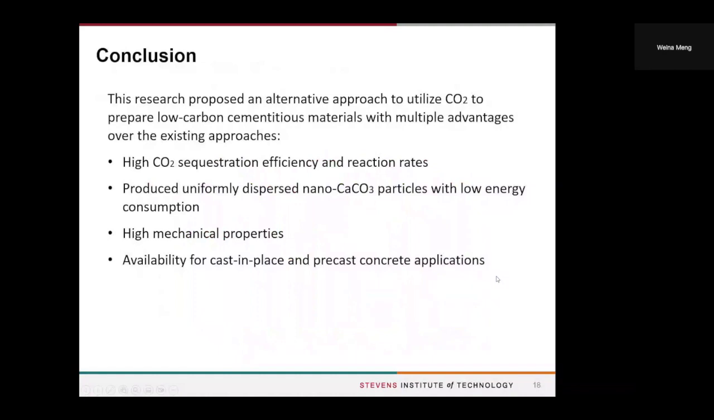So in conclusion, this research proposed an alternative approach to utilize CO2 to prepare low carbon cementitious materials with relatively high CO2 sequestration efficiency and reaction rates. It can also produce uniformly dispersed nano calcium carbonate particles with relatively low energy consumption. It also gives us improved mechanical properties. And importantly, it is available for both cast in place and precast concrete applications.